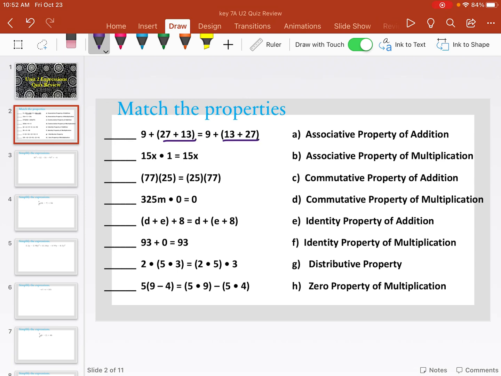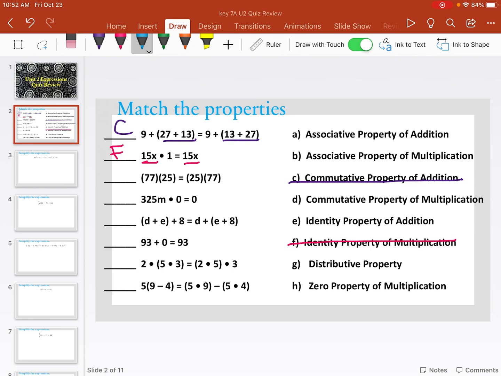They switched order, right? 27, 13, and then 13, 27. So anytime it's changing order, remember that is your commutative property, change order, commutative. So this was an addition problem, so this is commutative property of addition, C. Next one, 15x times 1 equals 15x. I started off as a 15x, I ended as a 15x. I kept my identity the same by multiplying, so identity property of multiplication, F.